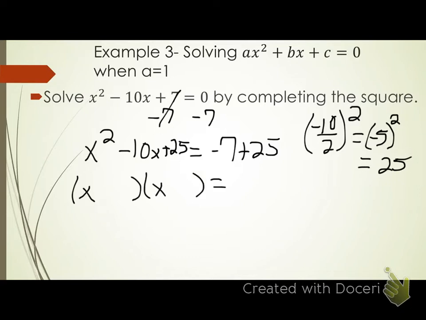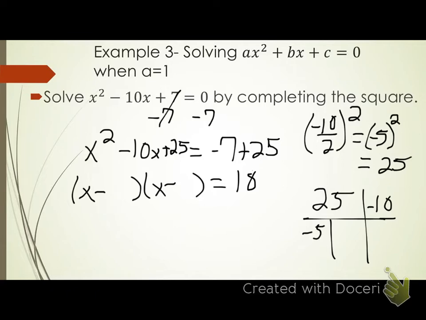What's negative 7 plus 25? 18. What are my two signs going to be? They're both going to be subtraction. The plus sign in front of my C value tells me they're going to be the same. The minus sign in front of my B value tells me they're both going to be minus. So I'm looking for two numbers that multiply to give me 25 and add to give me negative 10. What are they? Negative 5, negative 5.